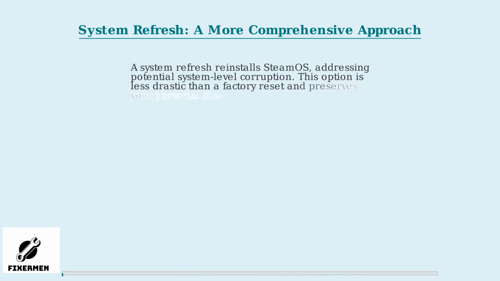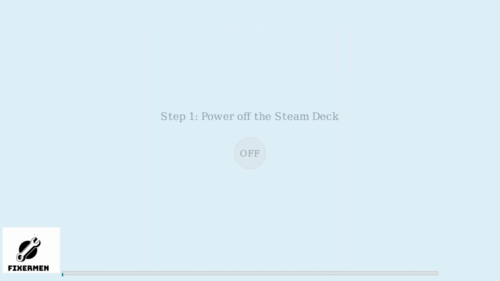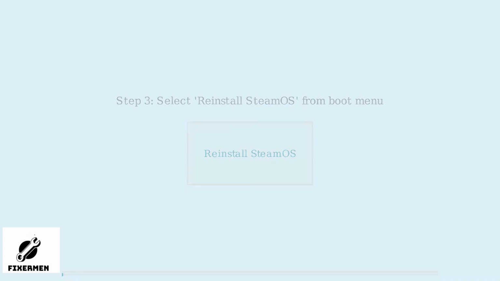A system refresh reinstalls SteamOS, addressing potential system-level corruption. This option is less drastic than a factory reset and preserves your personal files. To perform a system refresh, first power off the Steam Deck, then hold the volume down button and press the power button. When the boot menu appears, select Reinstall SteamOS.